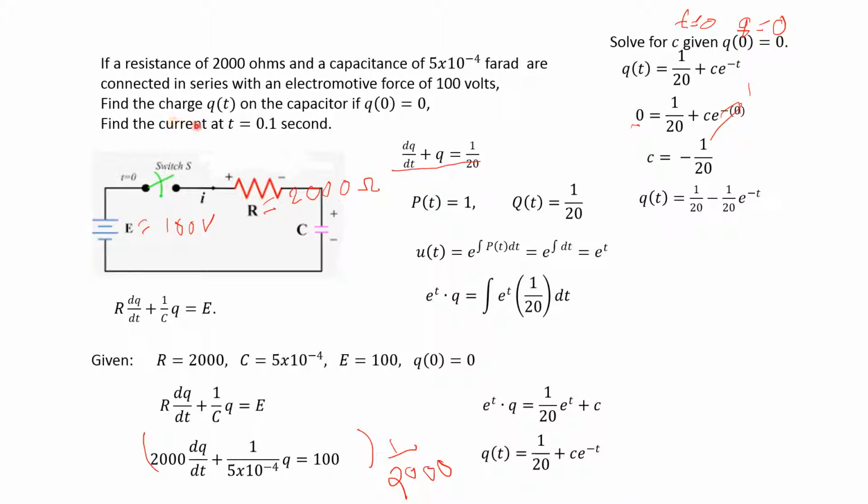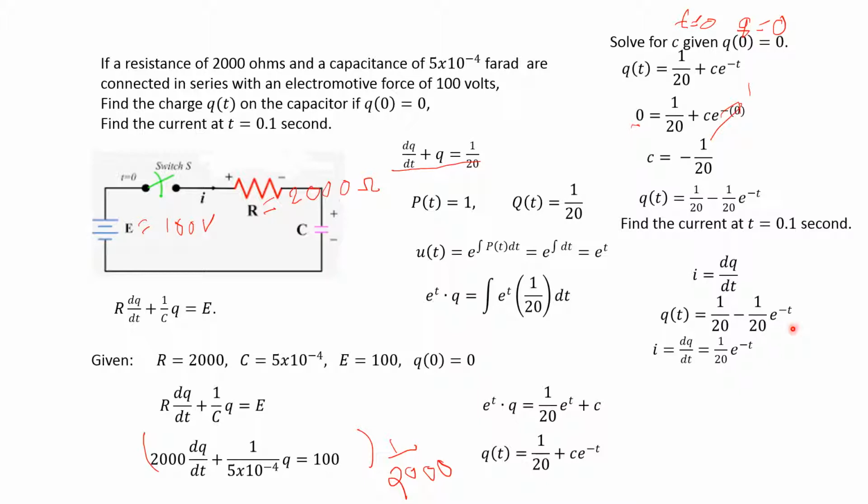But you're asked to find the current at t is 0.1 second. Now remember that I is equal to the derivative of Q with respect to t. So all you have to do is get the derivative of this function with respect to time, and you get I. So your Q of t is again 1 over 20 minus 1 over 20 e to the minus t.